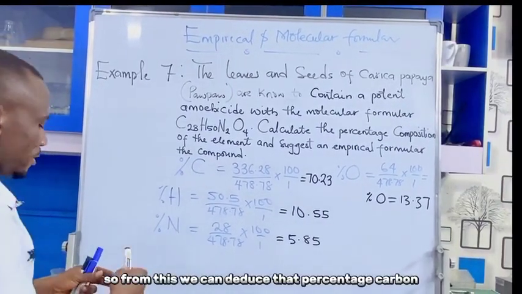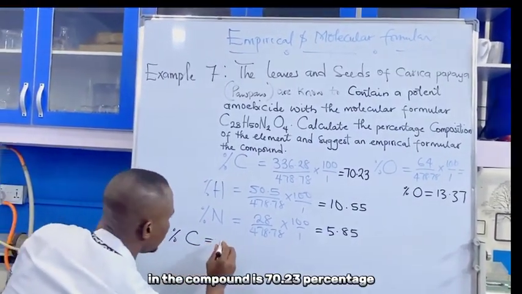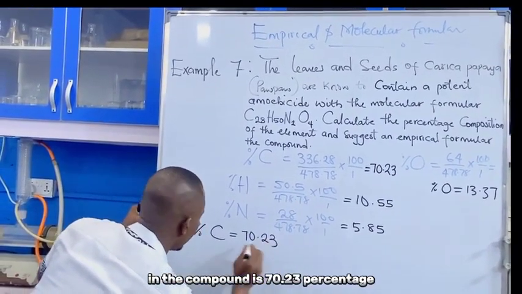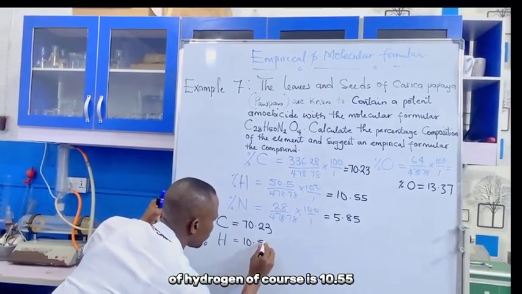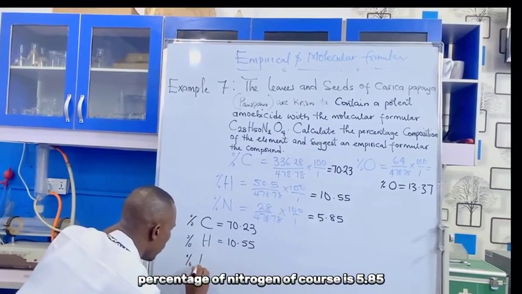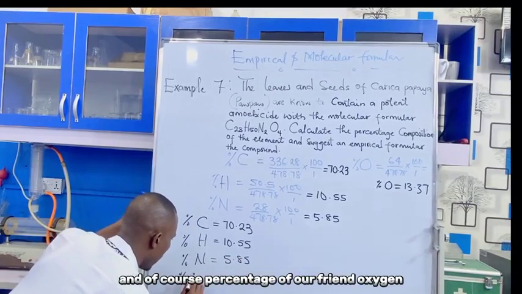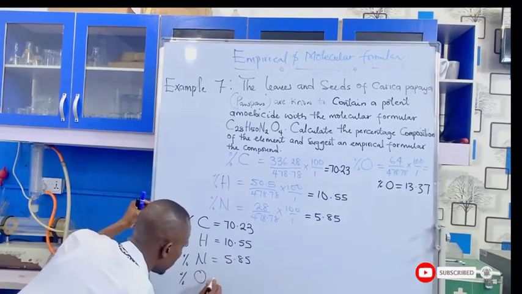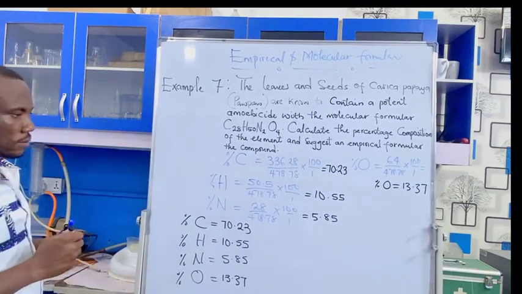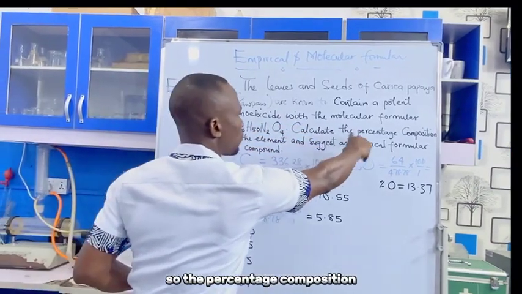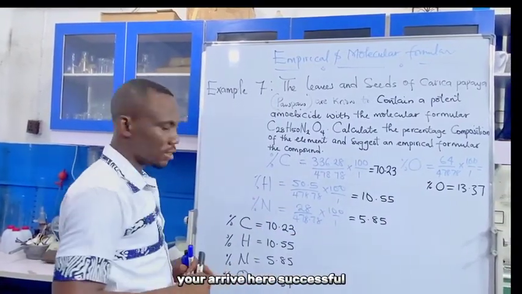So, from this, we can deduce that the percentage of carbon in the compound is 70.23. The percentage of hydrogen, of course, is 10.55. The percentage of nitrogen is 5.85. And of course, the percentage of our friend oxygen is 13.37. So the percentage composition is final. Just take the 5 basic steps to arrive at it successfully.